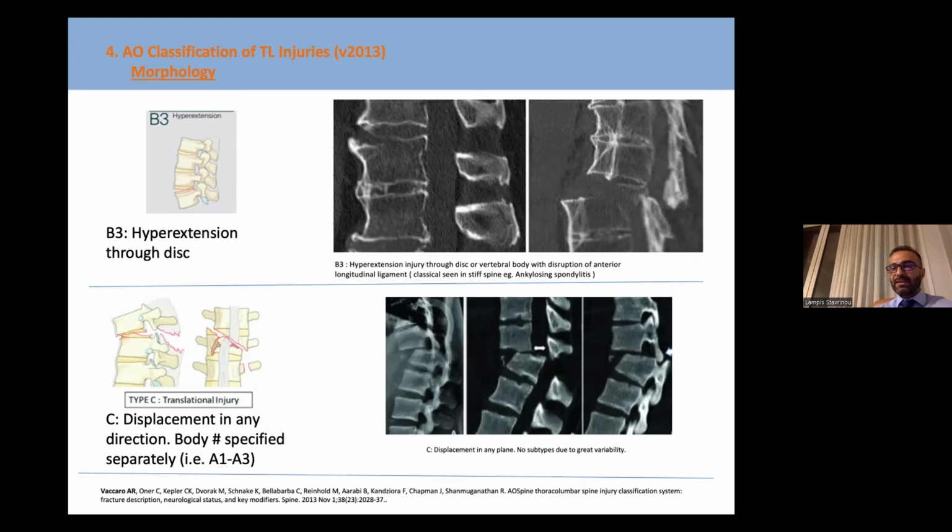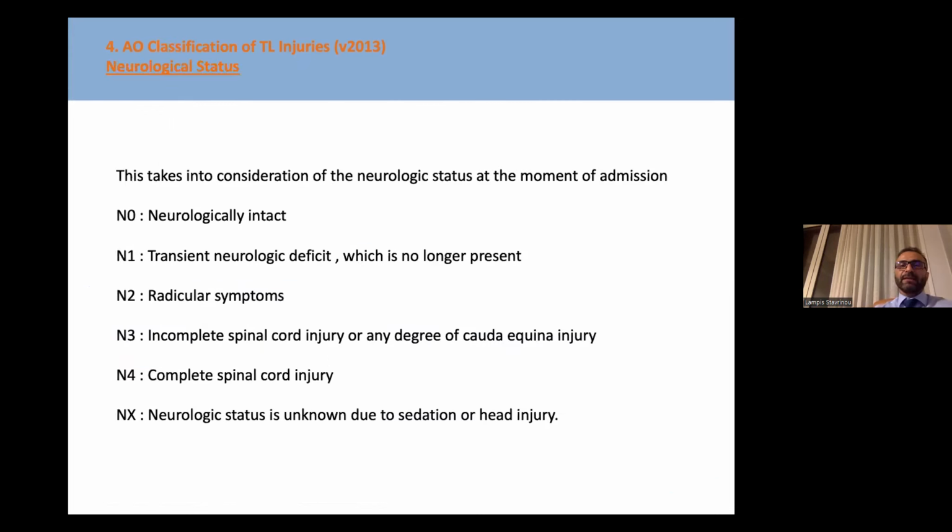The type C is identical to the last category of the Magerl and Dennis classifications, which is the torsion and rotation fractures, displacement in any direction. Once again, the body fracture is described here separately. Now, the AO classification takes into consideration also the neurological status at the moment of admission, with N0 being patient neurologically intact and N4 having a complete spinal cord injury.